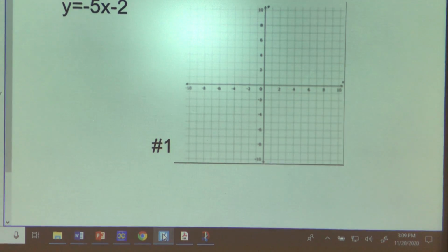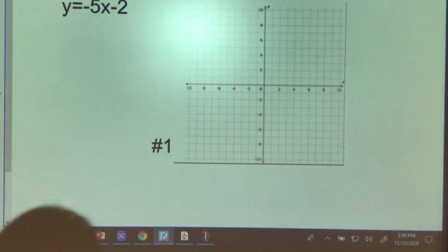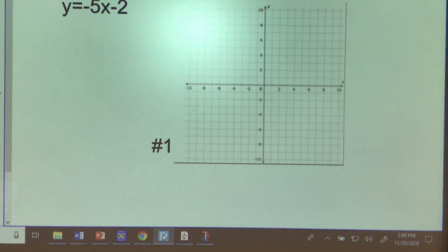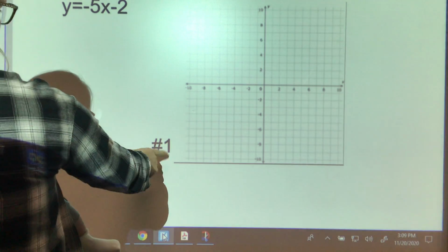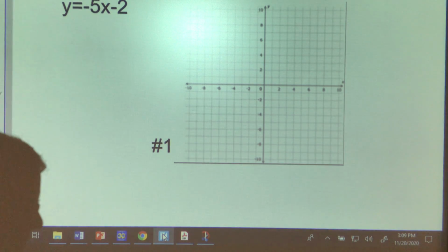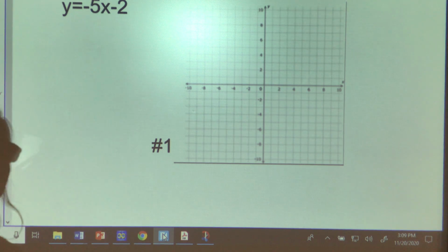Alright guys, I'm going to be going through some practice problems with you guys. I'm going to do one of each kind from your practice worksheet or your practice formative. I have the numbers on there so you guys can go through and do those with me. If you have more questions after that, just let me know.